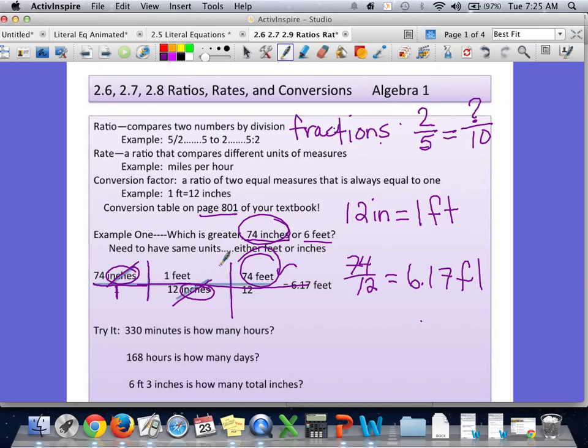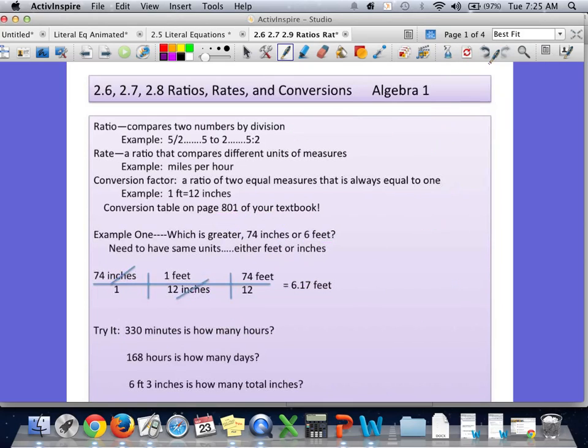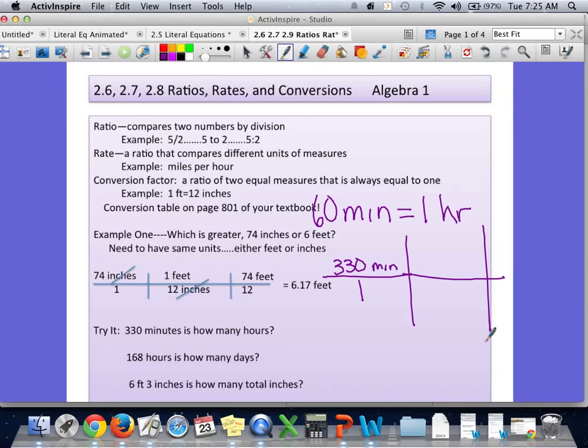Alright, let's try another one. 330 minutes is how many hours? We want to know how many minutes are in 1 hour. Well, everyone knows that's 60 minutes. So we want to convert 330 minutes into hours. I'm going to write 330 minutes, and you need to write your units on these, and that's over 1. I need to get minutes down here, diagonal, and I need to have hours there.